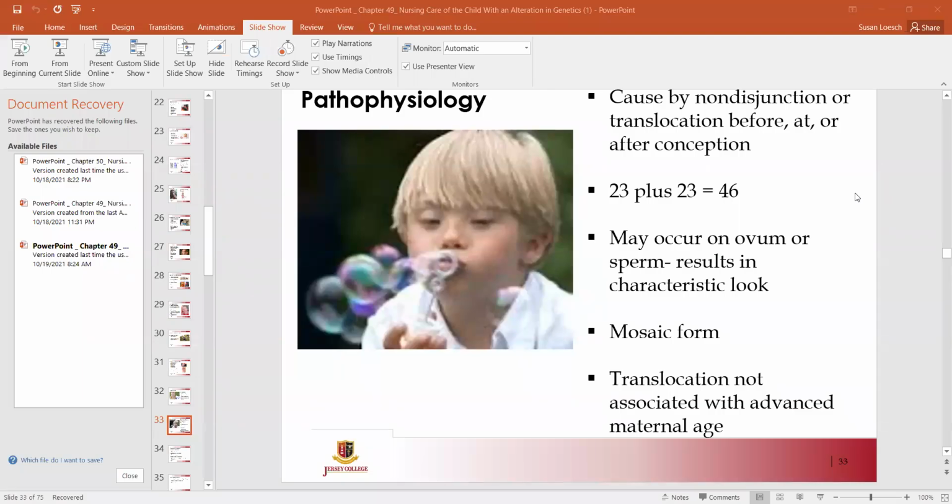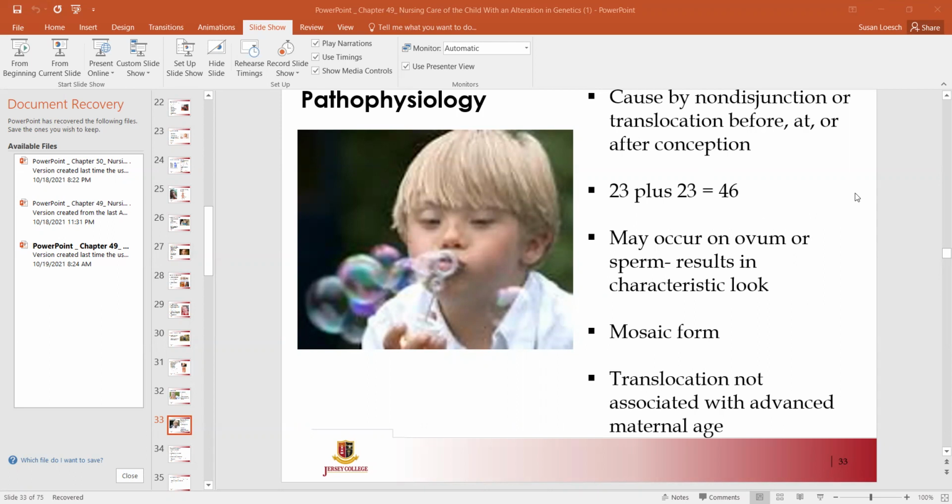So the Down syndrome, or the trisomy 21, is caused usually by the non-disjunction or the translocation before, at, or after conception. All right. So when they join, again, they're going to result in 23 pairs or 46 chromosomes, but sometimes that extra chromosome will originate in the development of either the egg or the sperm, resulting in an embryo with 3 chromosomes in all cells. Okay, that results in those characteristic features and birth defects of Down syndrome.